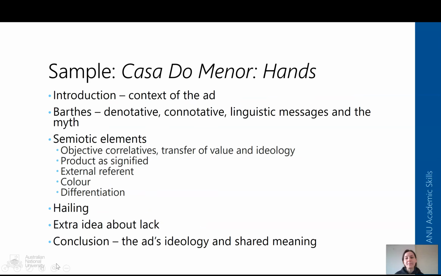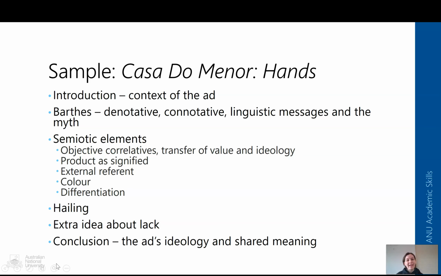Another example that we see introduces the ad again, just like in the previous one. And then it starts off by talking about Barthes' theories and how they apply to the ad. So they do a denotative, connotative reading of the ad, and they talk about the linguistic message and the myth. That's what I would call starting off with a bit of a mixture, a bit of the simpler ideas along with the complex idea about myth. So they start off by establishing what the ad's myth involves. And then they go through the semiotic elements and analyze each of those elements that you see on the screen. So they go through the more concrete or more literal analysis of the ad.